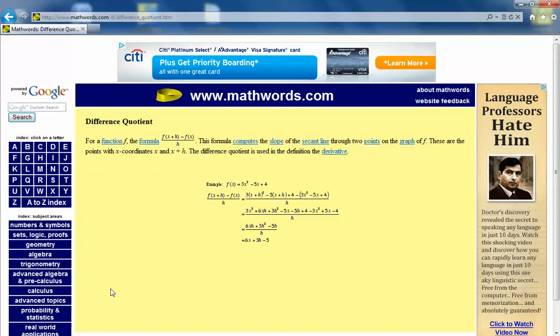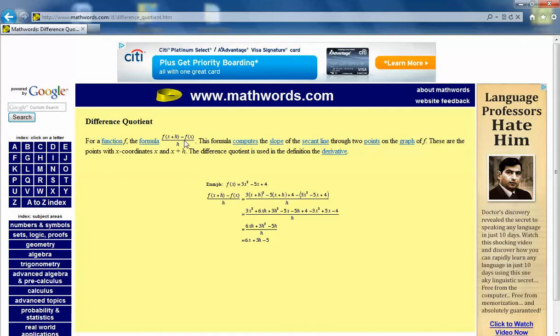They give you an example function. Here they have f of x equals 3x squared minus 5x plus 4. And the difference quotient is defined as f of x plus h minus f of x all over h. The purpose of the difference quotient is to find the slope of a secant line through 2 points on the graph of f. So when you have a graph or some curve, you pick 2 points and draw a line connecting those 2 points. The slope of that line can be found using the difference quotient.